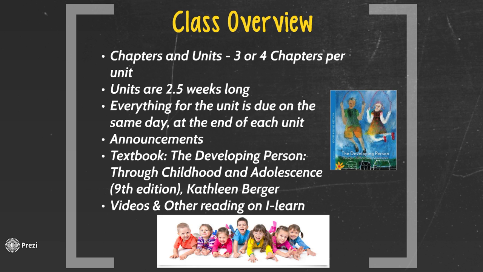Here's a picture of the textbook. It's The Developing Person by Kathleen Berger. Make sure to get the 9th edition. There's a newer edition out and some older editions also floating around. Just make sure you get this one that's in the picture. It's the 9th edition. If you have the wrong edition, your page numbers are going to be messed up and there might not be all the same information that you need to answer the questions.